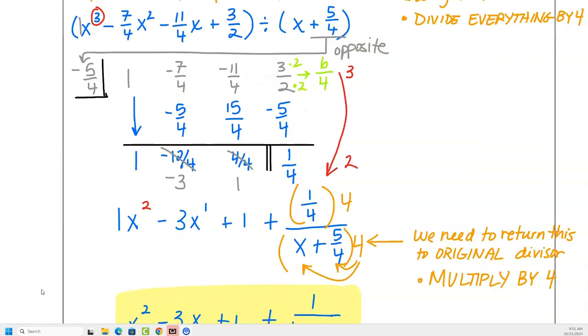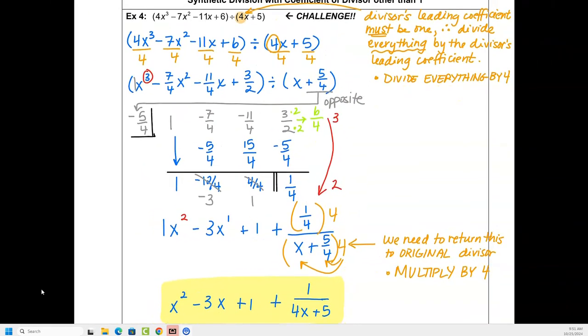Okay, so that does make it harder, doesn't it? But it's not that much harder. The focus for the test, I want you to be able to do synthetic division, okay? But you should know how to do it when there is a leading coefficient here.